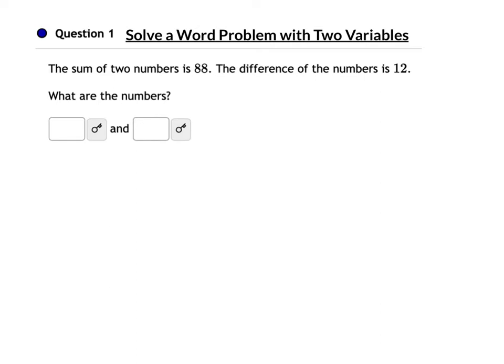Question 1. The sum of two numbers is 88. The difference of the numbers is 12. I need two numbers. I'm going to call the first one x. So x is my first number. And y will be my second. The sum of these numbers is 88. That's x plus y equals 88.